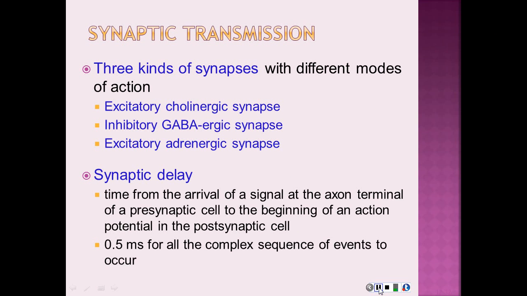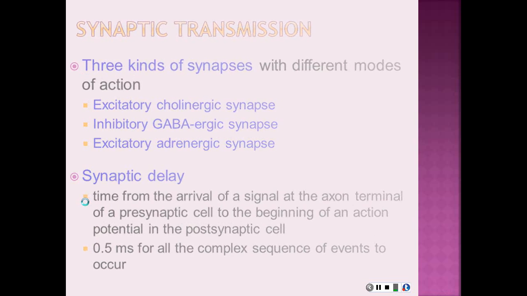Now the synaptic delay is the time from arrival of a signal at the axon terminal of a presynaptic cell to the beginning of an action potential in the postsynaptic cell. So that's when the signal arrives at the terminal, and the neurotransmitters cross the cleft and bind to the receptors. That's considered the synaptic delay, and it's approximately 0.5 milliseconds for all the complex sequence of events to occur.